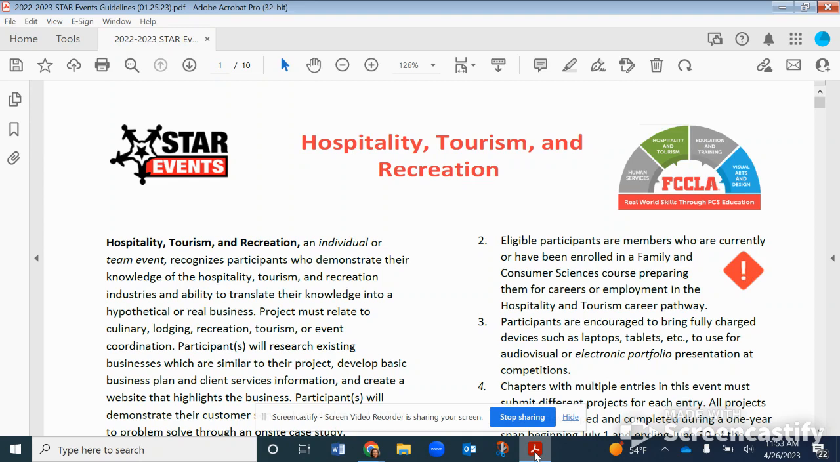The whole purpose of this is not to make FCCLA so much of an extra thing that you have to do at the end of the day. Some of it will always be, but the idea of it is that you are using FCCLA within the context of your class. You're using it during the day.